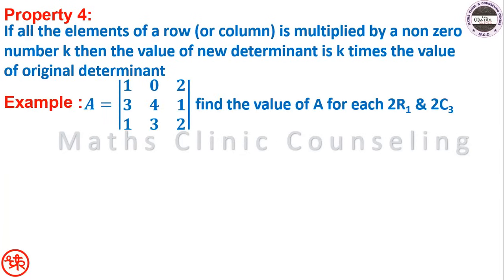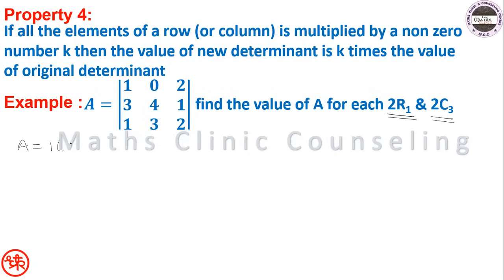Let us see the example. A is equal to 1 0 2, 3 4 1, 1 3 2, the given determinant. First of all we find the value of original A, then we find the value of the new determinant by multiplying row 1 by 2, and check. Similarly find the value of the new determinant multiplying C3 by 2. So first of all, how do we find A? What will be the value of A?